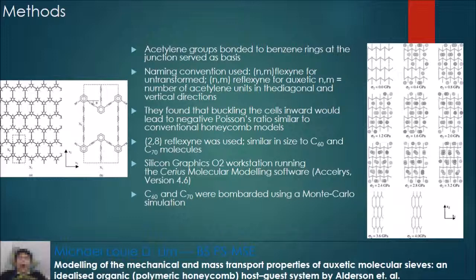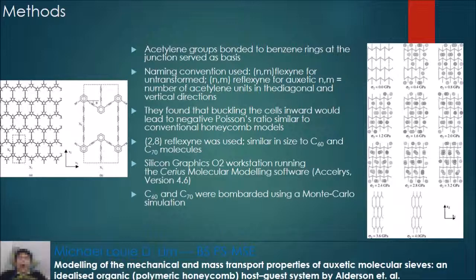When the structures are deformed in the way conventional honeycomb structures are deformed to transform them to auxetic honeycomb structures, the negative Poisson's ratios of the transformed NM re-flexene structures were verified. In particular, in their study, they focused more on 2,8 re-flexene since the size of the pores is similar enough to C60 and C70 molecules to be used for loading.